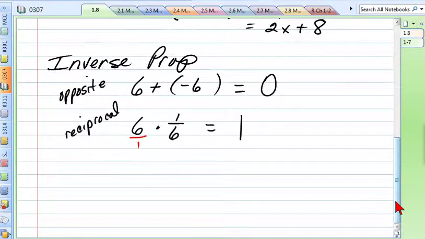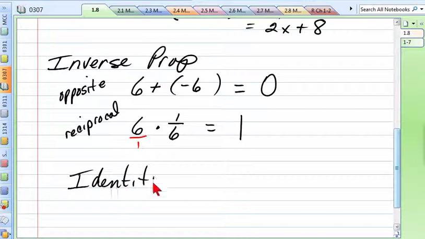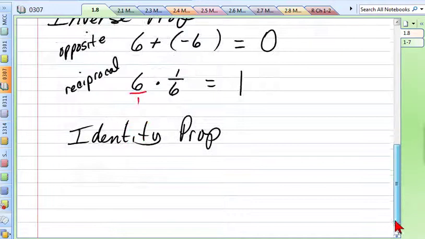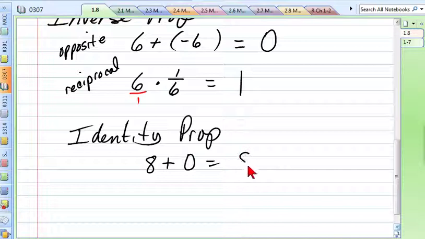The last one is the identity. The identity properties, I want you to think of the word identical. Suppose I have the number 8. What can I add to 8 to get identically the same thing? 0. The identity element for addition is 0. If you add a 0 to something, you still get the something.